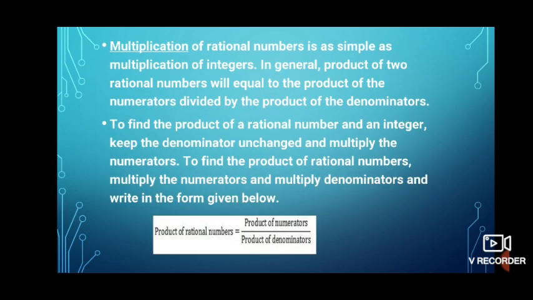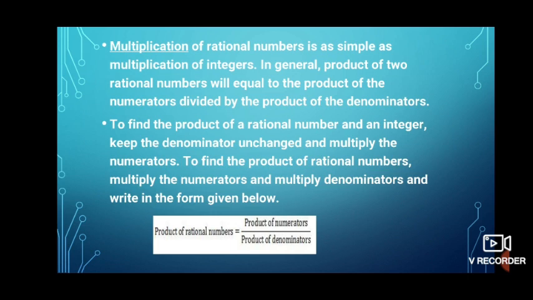Next, multiplication of rational numbers is much easier, children. We do not need to check whether the denominators are the same or different. Just multiply the numerators and write the result in the numerator place, multiply the denominators and write the result in the denominator place. If there is any cancellation, we have to do that cancellation, reduce the fraction, and write it.